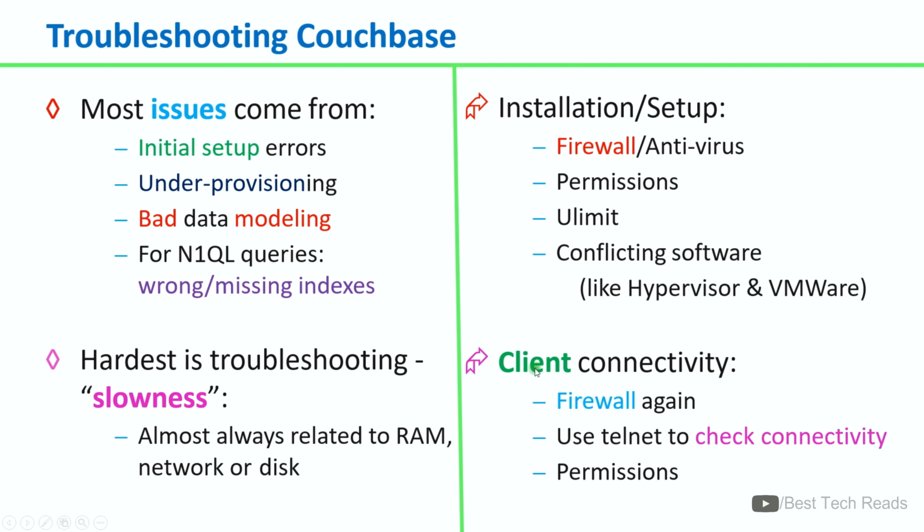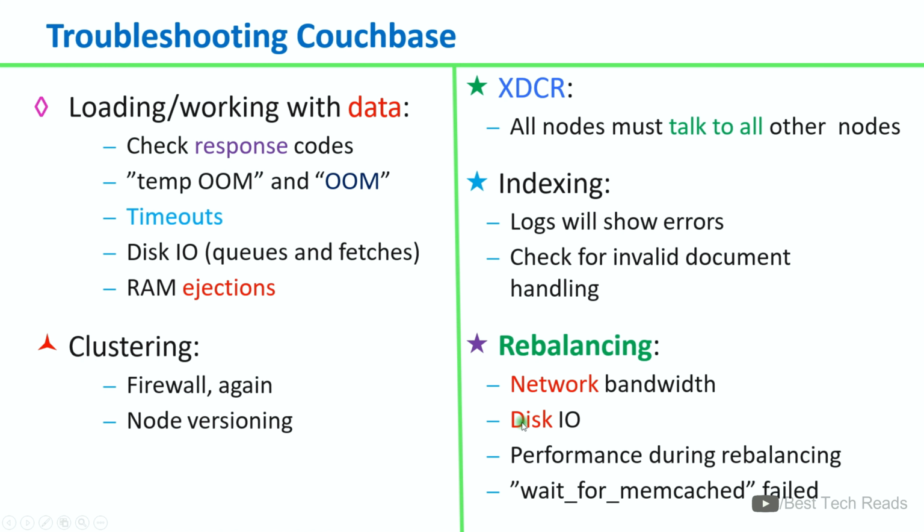When we are facing client connectivity issues, we need to check the firewall again, use telnet to check the connectivity, and also check the permissions. When we are loading or working with the data, check the response codes, see whether any out-of-memory errors are there, check whether any timeouts are happening, check the disk I/O, and check the statistics of RAM ejections. For clustering, check firewall and node versioning.